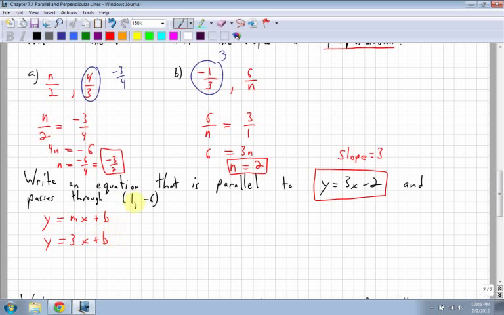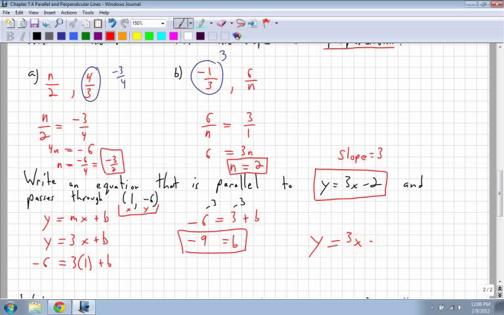Next thing I have to do is solve for b by plugging in my values for x and for y. So I get an equation of -6 is equal to 3 times 1 plus b. And I'm going to solve for b here. So -6 is equal to 3 plus b. To solve for b, I have to subtract 3 on both sides. So I get an answer, b is equal to -9. And finally, I can write my equation, y equals 3x minus 9, where my slope m is 3 and b is -9. It's got the same slope, but remember that parallel lines have to have a different y-intercept. And we found the y-intercept by saying it passes through this point.